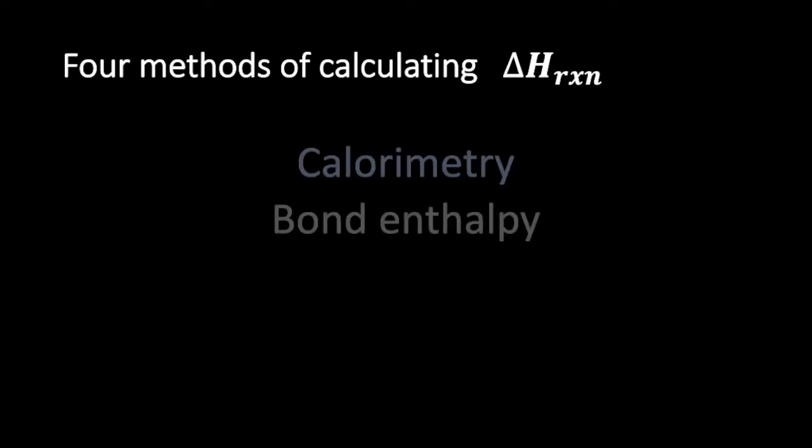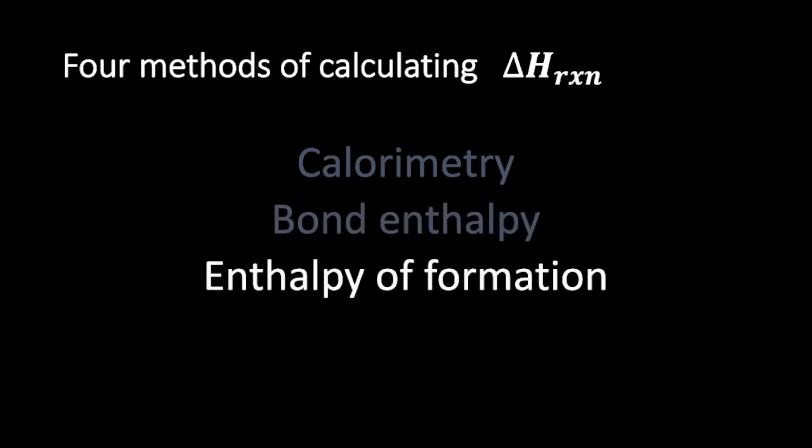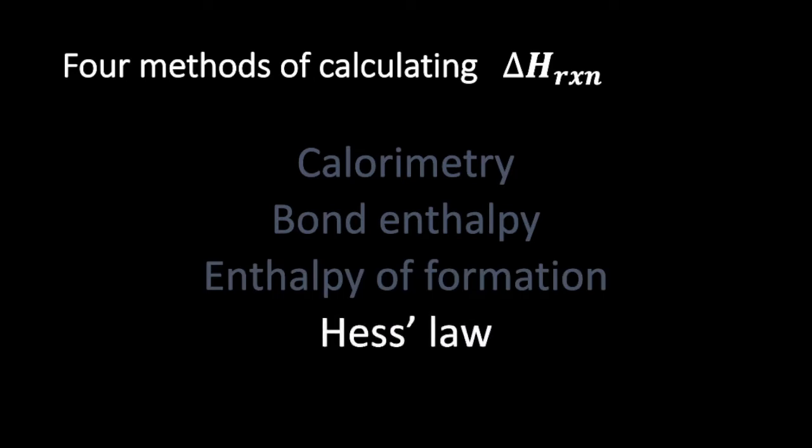There are four main ways we calculate the enthalpy of reaction in AP chemistry. The first is calorimetry, and we've seen this in previous topics. The second is using bond enthalpy, and that's what we'll talk about today. You can also calculate it using enthalpies of formation and Hess's law, and these will be coming up in future videos. So what is bond enthalpy?